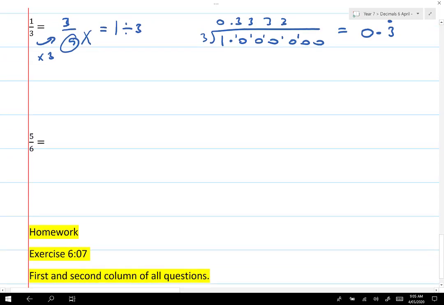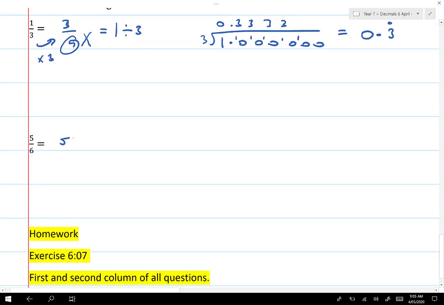Sorry about that. So 5 into 6, so that's the same as 5 divided by 6. Again, I'll tell you now, there's no way you're going to answer it any other way. So 5 divided by 6.